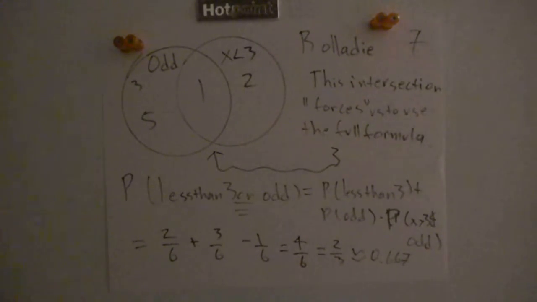So the probability of a number less than 3 or an odd number equals 2/6 plus 3/6 minus 1/6, our intersection, equals 4/6, simplified into 2/3, which is roughly 0.667.